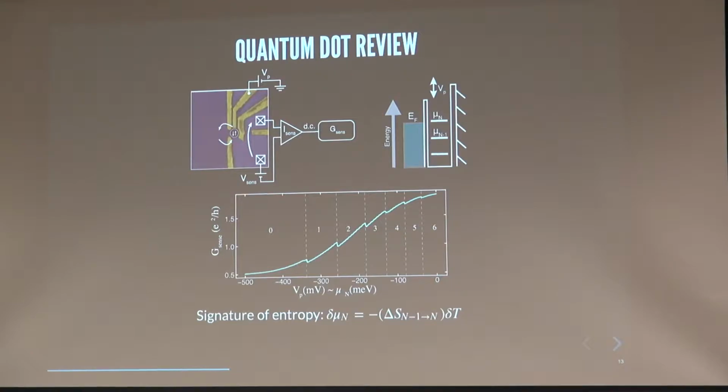So the signature of entropy in this experiment is, again, to see the chemical potential shift with a temperature change. And so we're looking for a shift in this x-axis. We're looking for these charge transitions to shift left or right as we change the temperature. And the amount of that shift will read out the entropy. So the charge transitions shift by an amount that depends on the entropy change from n-1 to n electrons.